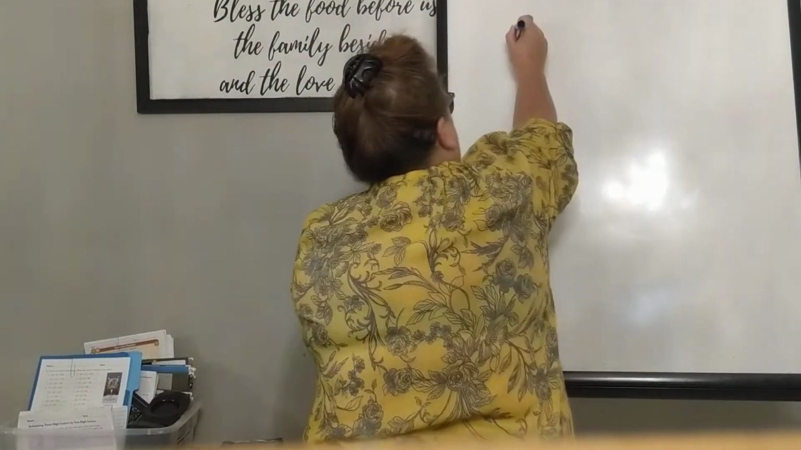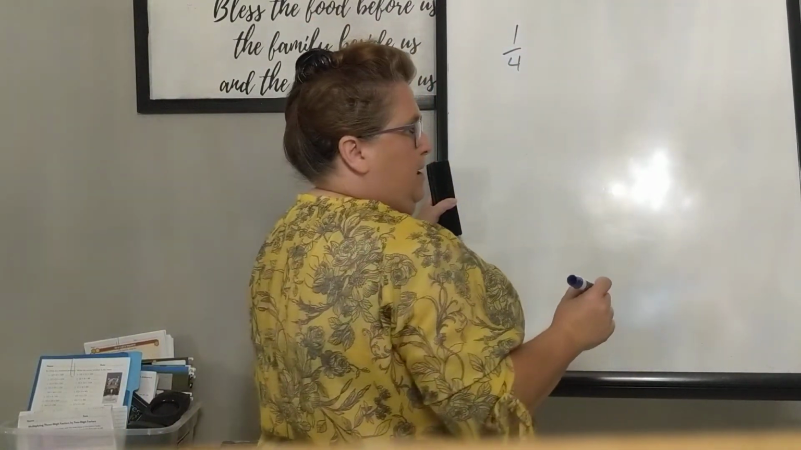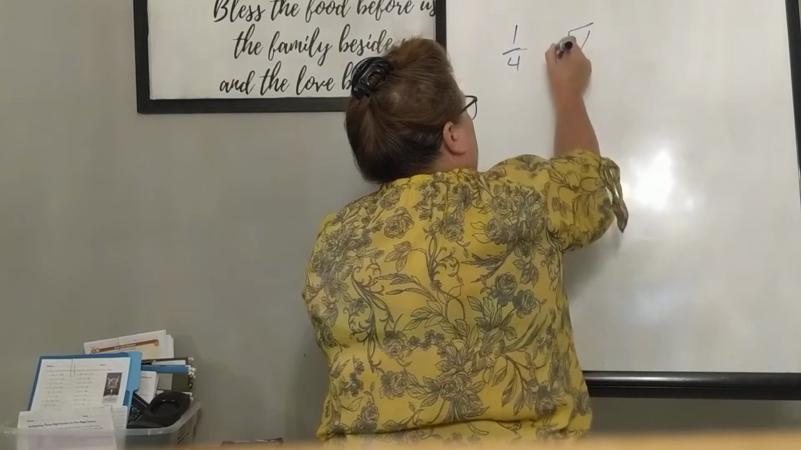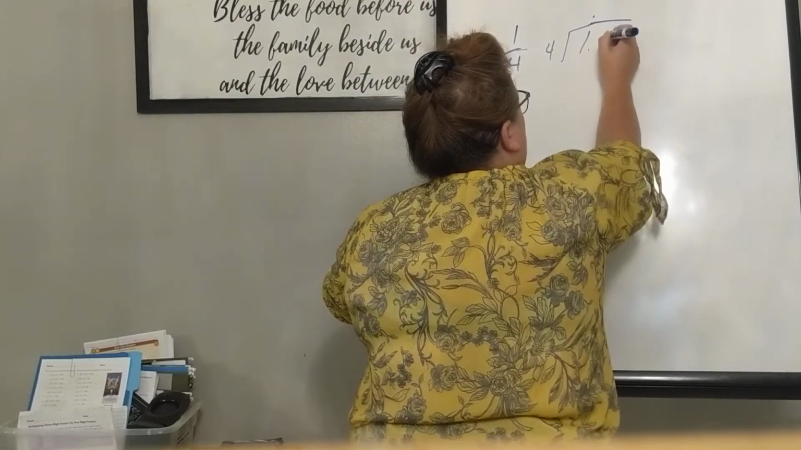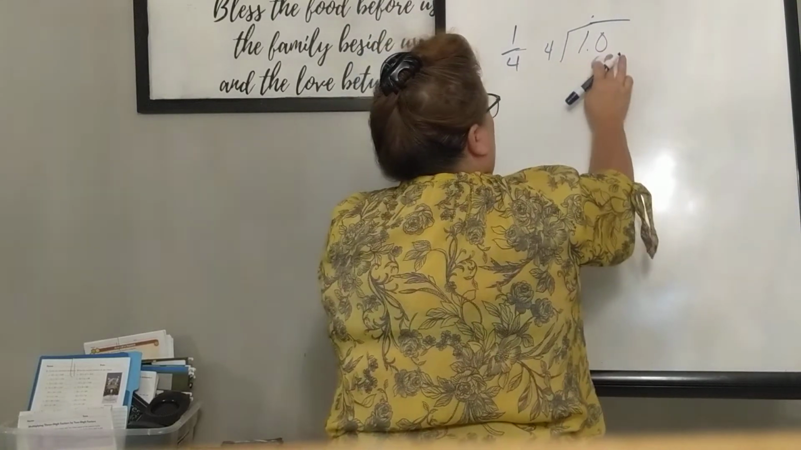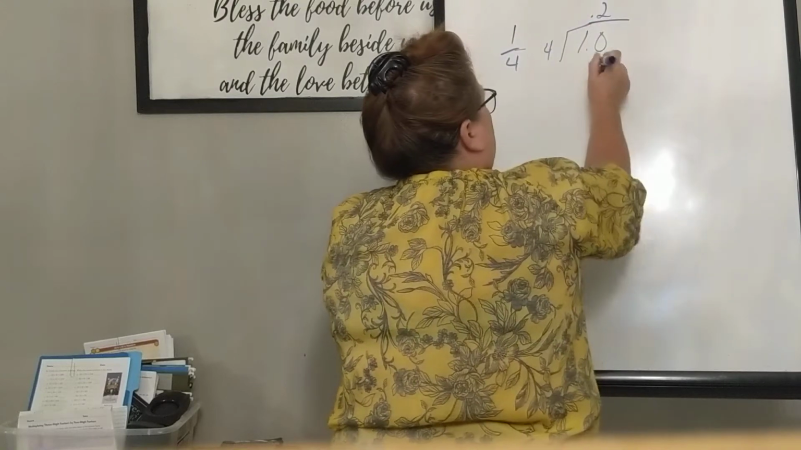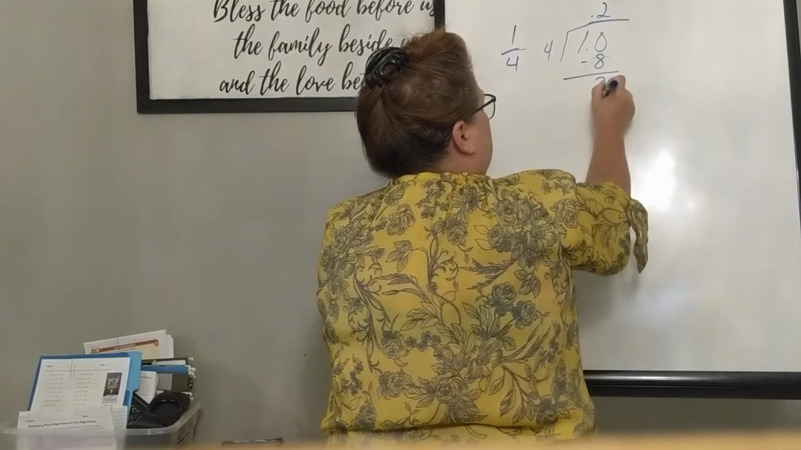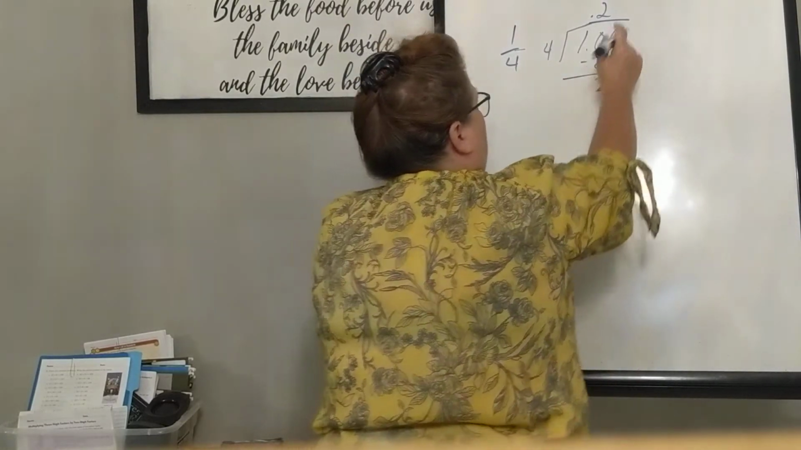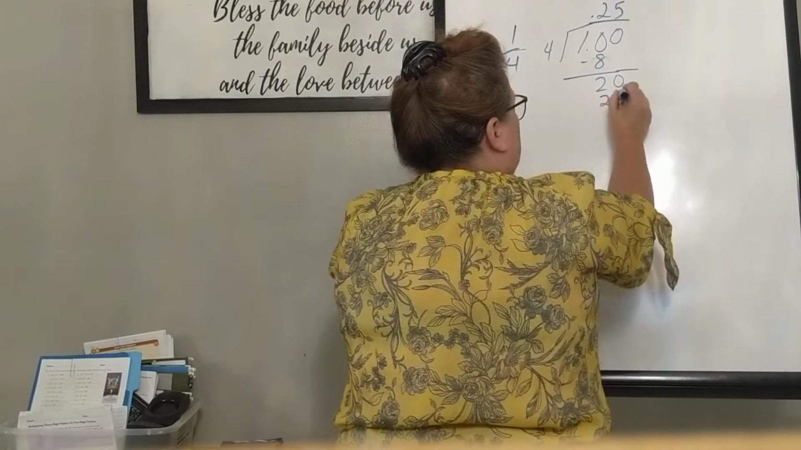All right, so let's begin. First of all, when we have the fraction 1/4 and we're turning it into a decimal, we would say 1 divided by 4. This is where we annex our decimal point and zeros. 4 goes into 10 2 times. 4 times 2 is 8. We subtract, 10 minus 8 is 2. We annex a 0 and bring it down, and 4 will go into 20 5 times. And 4 times 5 is 20.